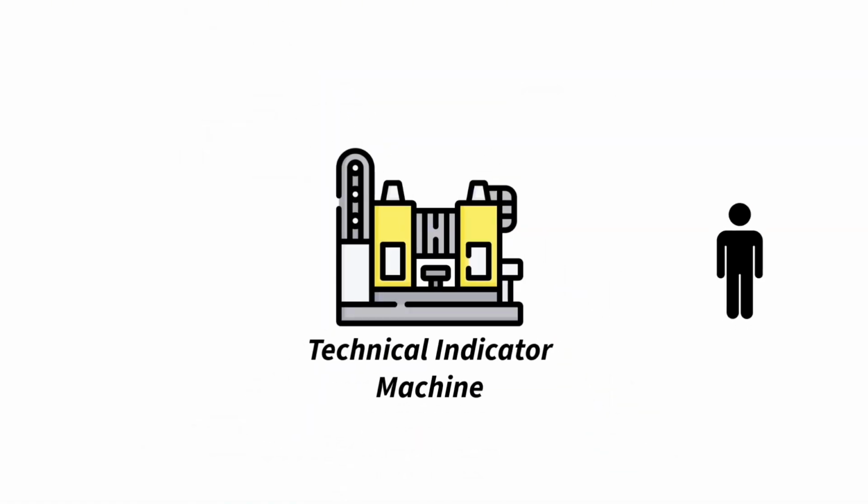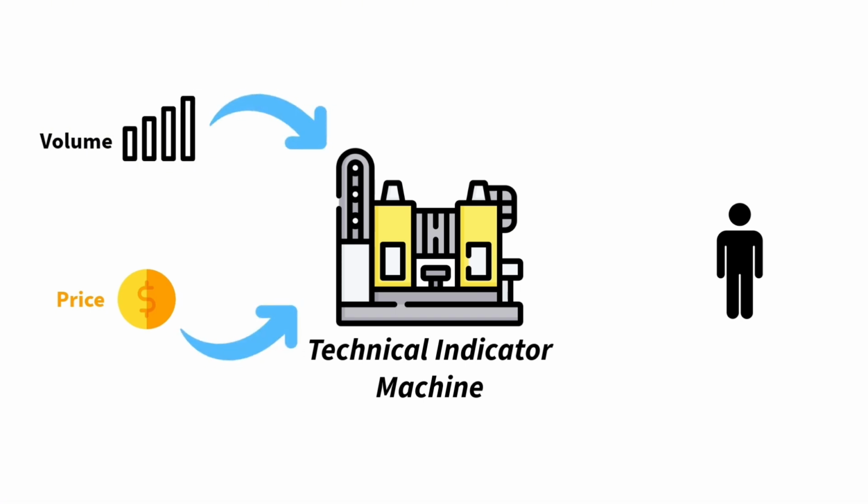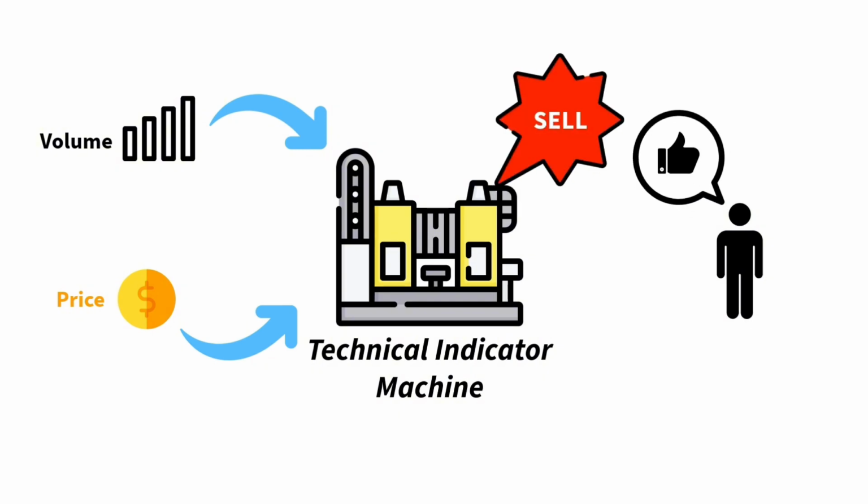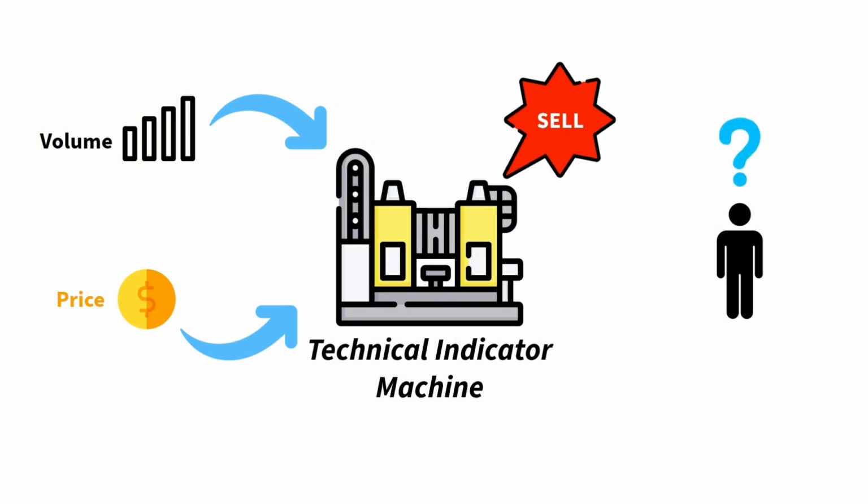Wait, hold on, let's take a step back. If I throw price and volume into this technical indicator machine, it's going to spit out to buy or sell a particular stock. Doesn't it seem kind of ridiculous to blindly accept this information? What is it based on? How am I actually making this decision? Let me give you an example.